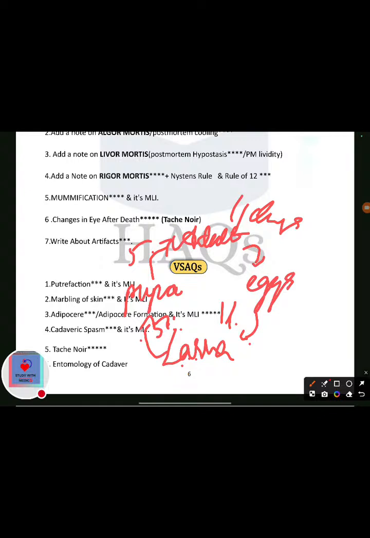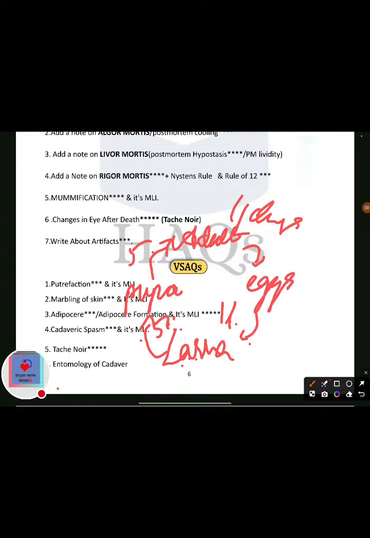Rigor mortis takes 1 to 2 hours to develop completely in the body? It is false. Not 1 to 2 hours, 12 hours. Time required for a mummified body is 3 to 6 months, yes. A light meal takes 2 hours for gastric emptying, yes. So option B is wrong.